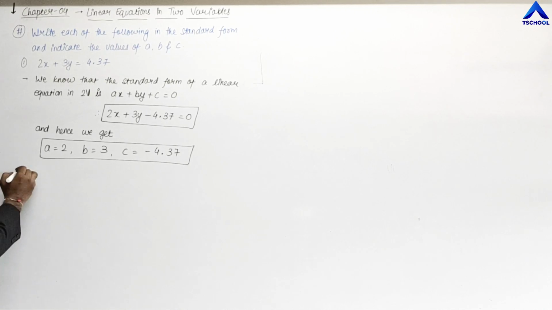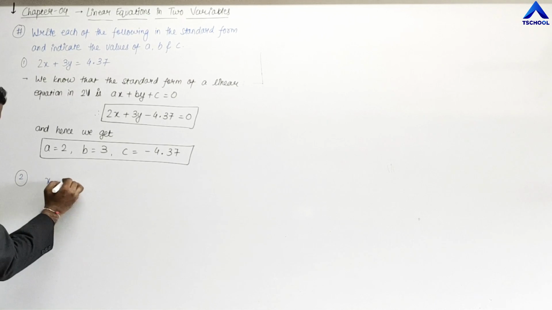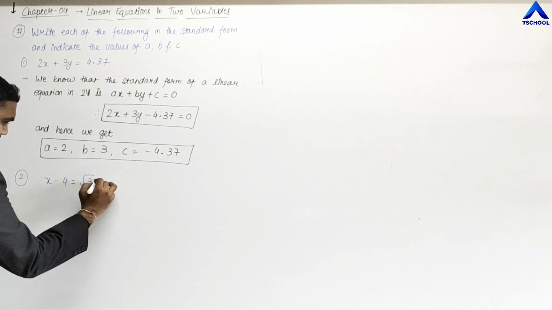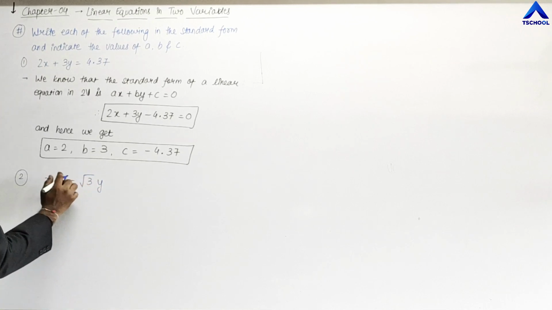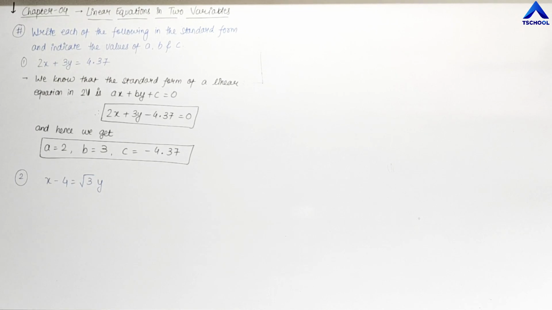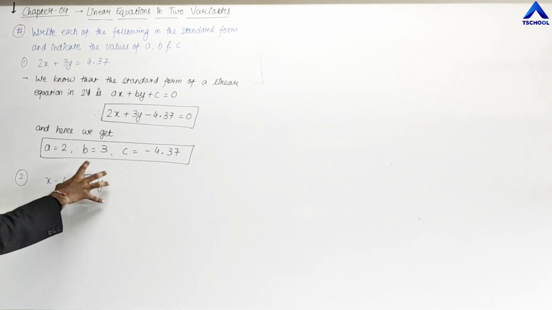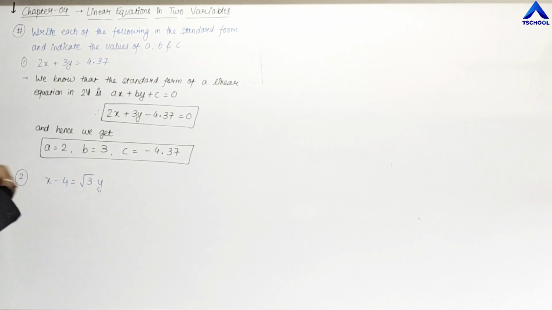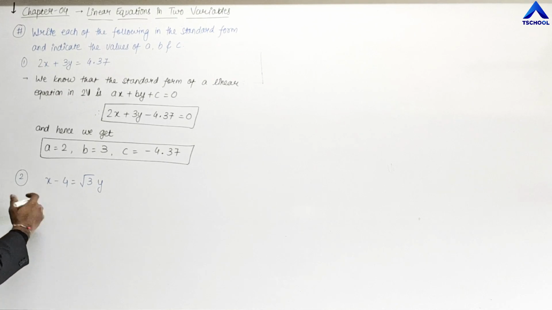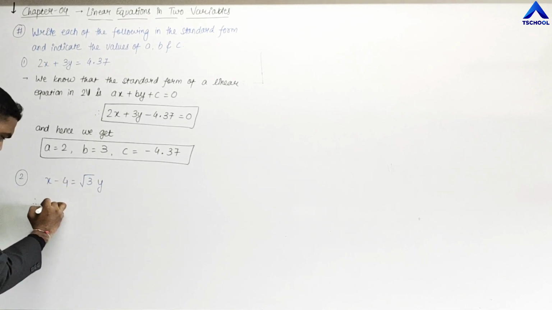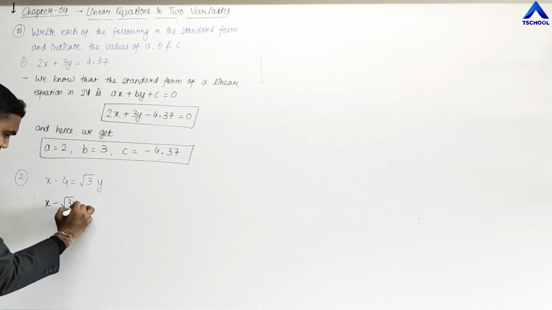Okay, I am having the second one, that is x minus 4 is equal to root 3 y. So first of all, we need to write down the standard form. Now we know the standard form already, that is ax plus by plus c equal to 0. So what we will do is, whatever term is present on the right side, that means after the equal to, we will take that whole term before the equal to. So here we can write down, therefore the standard form of this will be x minus root 3 y minus 4 is equal to 0.